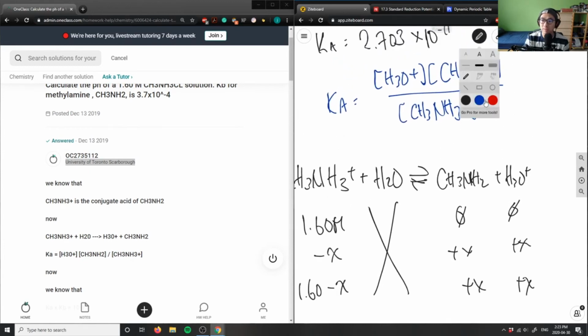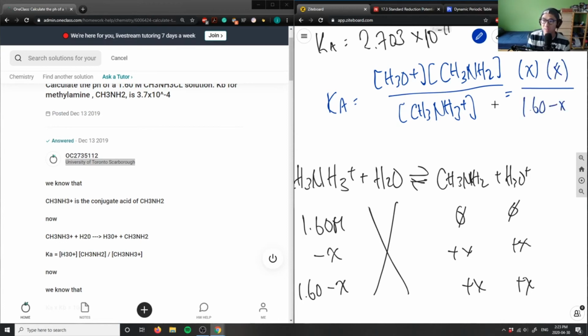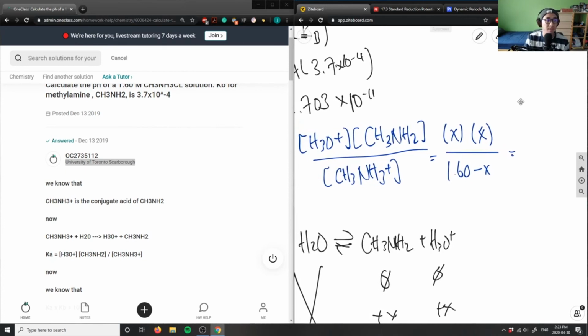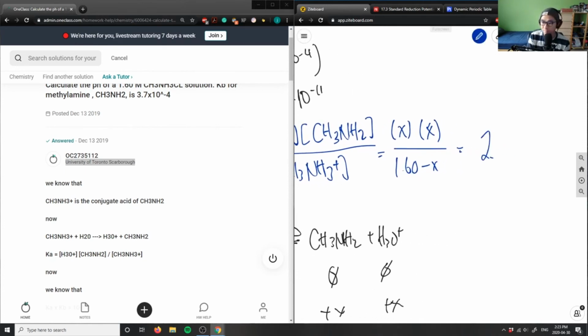I can substitute these into my K expression. Hydronium is x, methylamine is also x, and we divide by 1.60 minus x, and this will equal my Ka, which I solved for initially: 2.703 times 10 to the negative 11. I'm going to use the small x approximation, assuming x is much smaller, so I can cross it out. Simply, I have x squared on top, and I multiply both sides by 1.60 to get 4.32 times 10 to the negative 11.